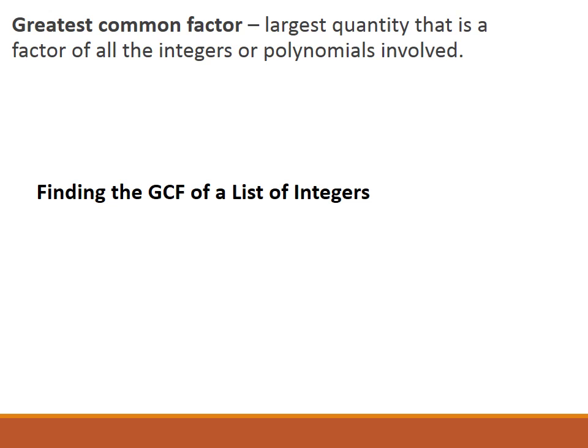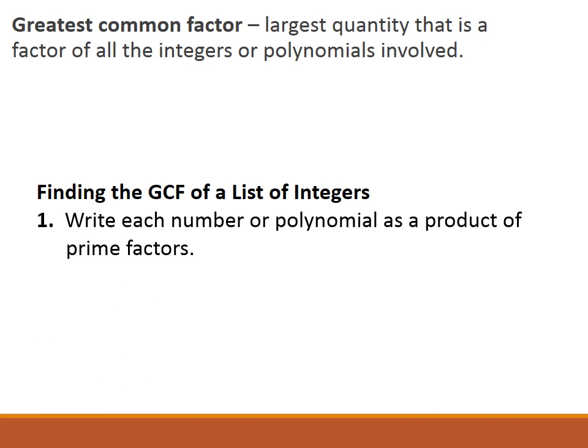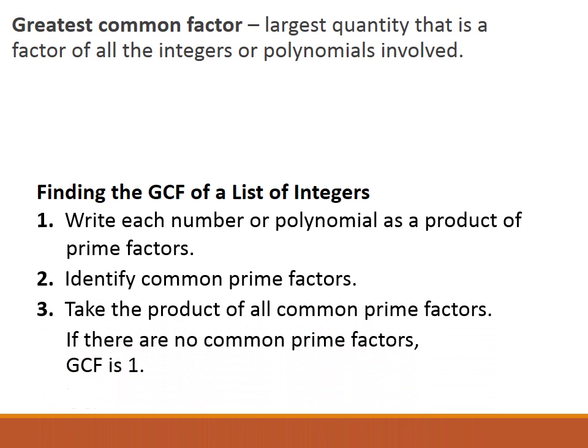Now the greatest common factor is the largest quantity that is a factor of all the integers or the polynomials involved. For instance, if you're just finding the greatest common factor of a list of integers, you should write the number as the product of primes. Then look for which numbers they have in common, the common prime factors. Then take that product and set it as the GCF. If there are no numbers, variables, or other binomial parts in common, the GCF is just 1.